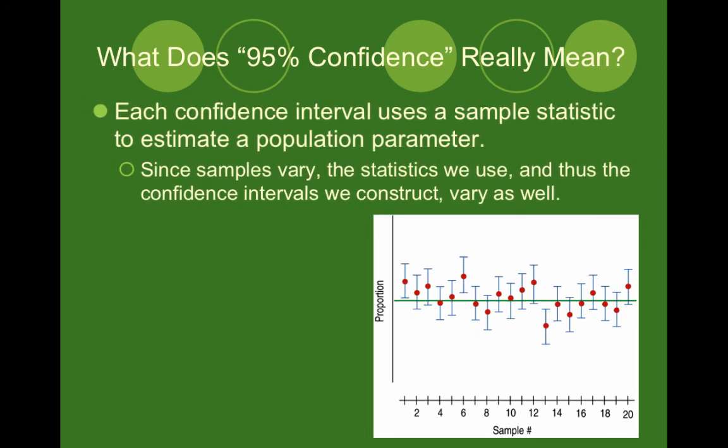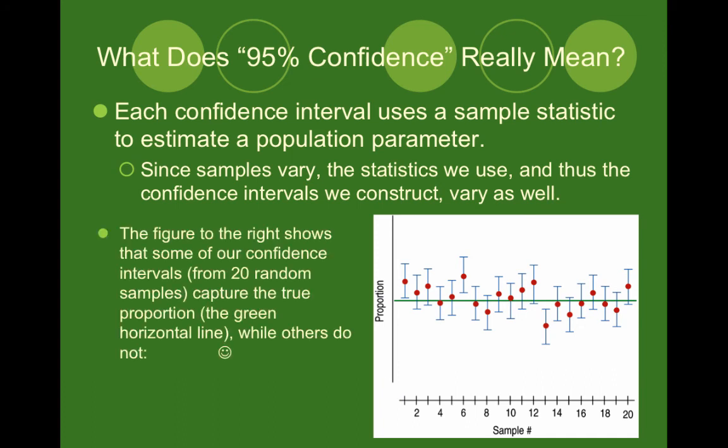So what does 95% confidence really mean? Each confidence interval uses a sample statistic to estimate a population parameter. Since samples vary, that team could go out and draw a second sample of 104 CFANs or a third sample of 104 CFANs and so on and so forth, and every single time they might get a slightly different proportion. We would expect that. We expect there to be some variability. What that means, though, is that each sample will end up creating its own confidence interval. So our confidence intervals end up varying as well.